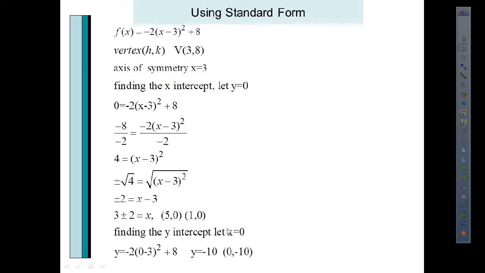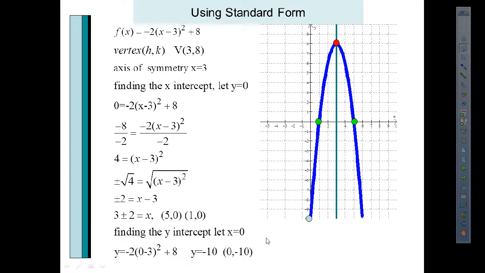So the y-intercept is easy. We're just going to put x in as 0. So we end up with negative 2 times (0 minus 3) squared plus 8. So the negative 3 squared is 9. 9 times negative 2 is going to give you negative 18. Negative 18 plus 8 is going to give you negative 10. So we have a y-intercept of (0, negative 10). So when we plot all those points, that's what we've got.